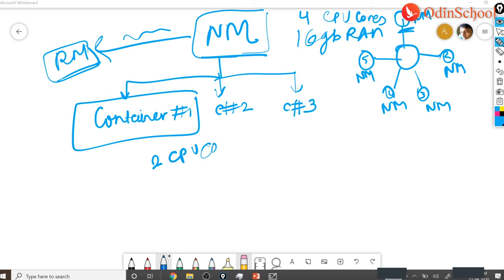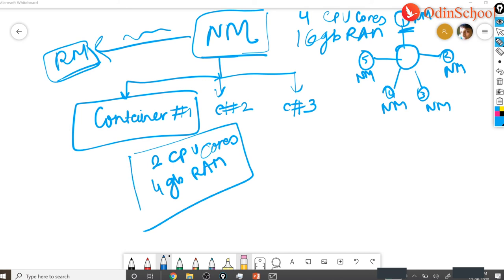So a container is nothing but a fraction of the node manager capacity, like 2 CPU cores. For simplicity, I'm taking the example of 2 CPU cores and 4 GB of RAM. For a client, it is allocating 2 CPU cores and 4 GB of RAM, and that would be nothing but your container. So a container is a fraction of the node manager capacity, and it is used by the client for running a program. To run your application, this is what you have got.